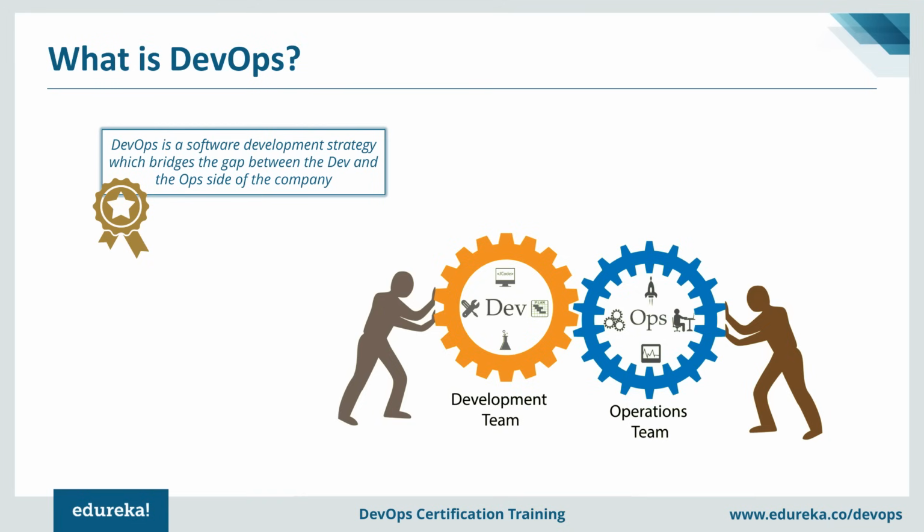It is a methodology, and the aim of this methodology is to bridge the gap between the development team and the operations team. There are a lot of conflicts between the two teams. For example, the software works on the developer's laptop, but it doesn't work in the test or the production environment. Similarly, the dev team wants agility, whereas the ops team wants stability. There are many other conflicts between the dev and the ops side of the company, which are resolved with the help of DevOps, right? So what exactly is DevOps? Basically, it is a software development strategy, and the aim of this strategy is to bring together the dev and the ops side of the company.